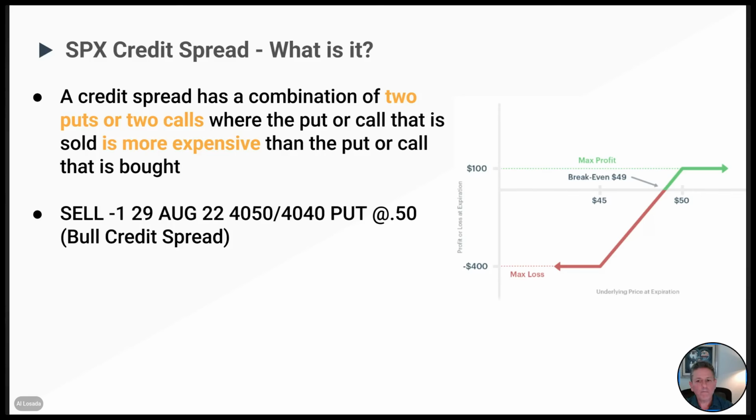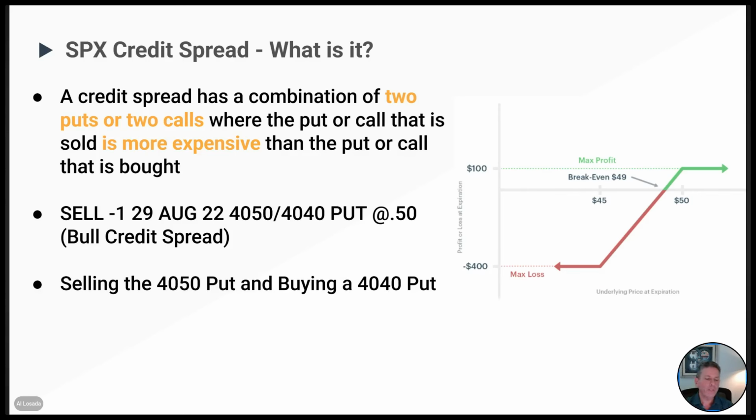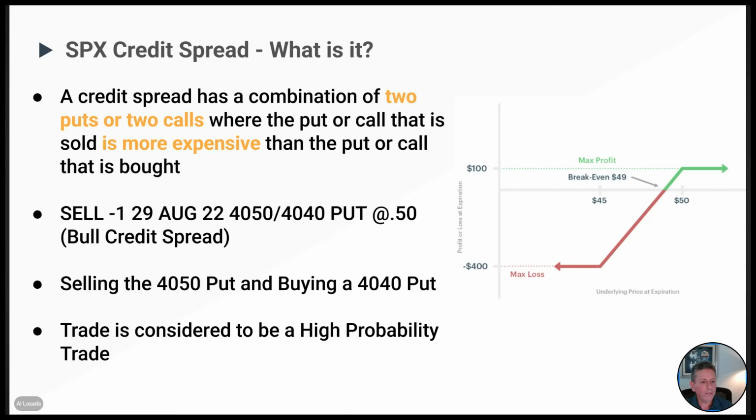From there, you're selling the 450 put and buying the 440 put for $50. The trade is considered a high probability trade, and the reason for that is, like I said, you're not specifically trying to go up or down in the market. You're just trying to stay within a range, and that's where you get your money.